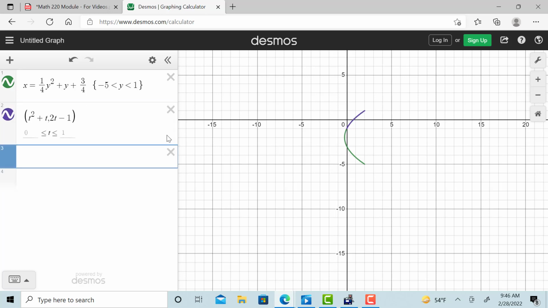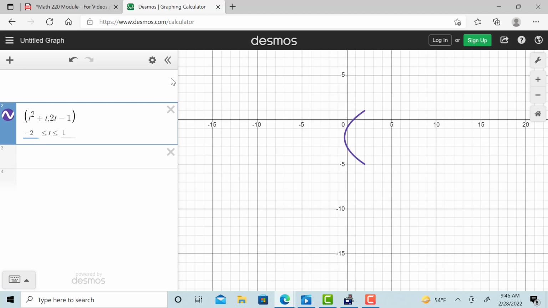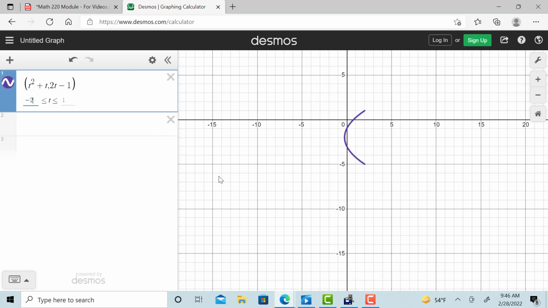And then notice it automatically puts the bounds in from 0 to 1, but of course, in our problem, it was from -2 to 1. And so now you can see the purple curve completely overshadowed the green curve. It's the exact same thing. I can go ahead and delete my green curve, and there's my parametric curve. So that's how you do it in Desmos.